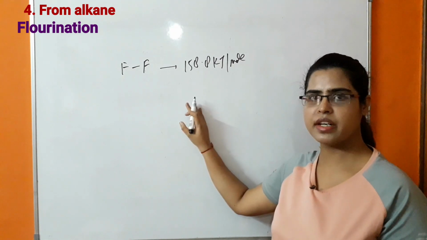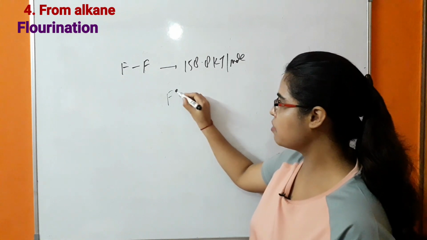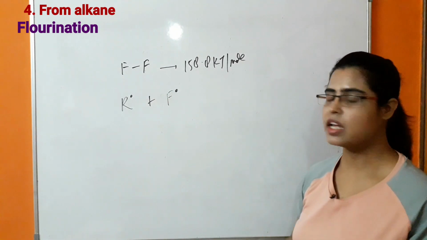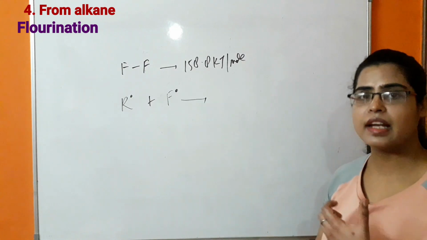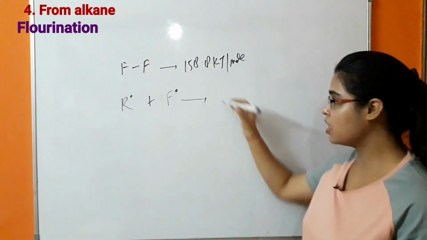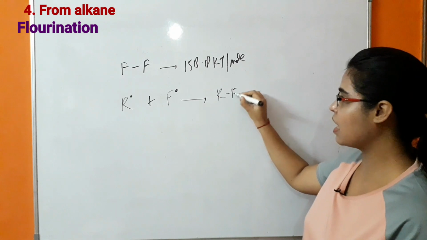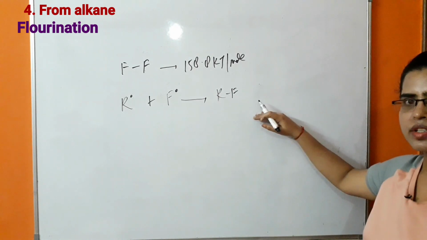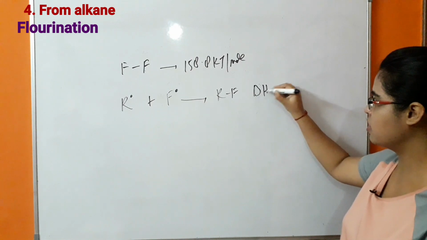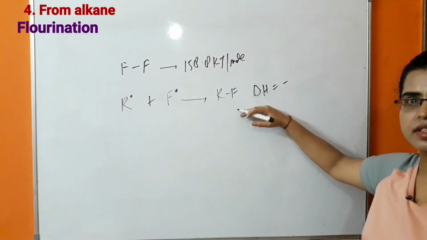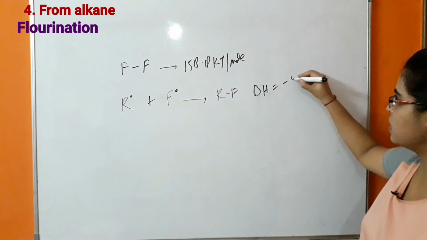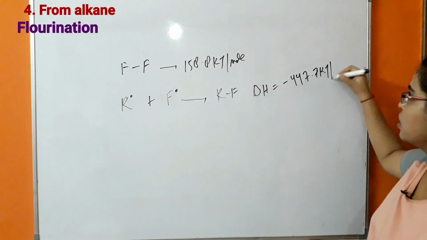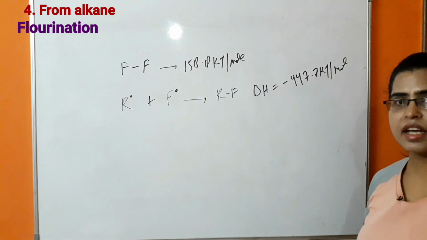So during the termination step, when fluorine free radical is reacting with alkyl free radical, this reaction is highly exothermic. When the formation of alkyl fluoride is taking place, during this termination step, a very large amount of energy is released. This reaction is highly exothermic. So the energy is 447.7 kilojoule per mole, which is a very high energy.